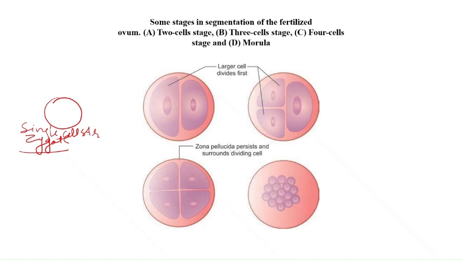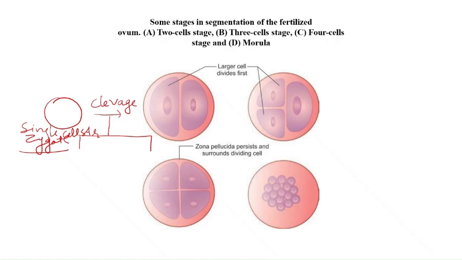So for the further development, there must be division. The process of division is called cleavage. Cleavage is a process of mitotic division that occurs in the zygote, and it gives rise to a number of cells like 2 cell, 3 cell, 4 cell, and so on. So this division of cells is called cleavage.